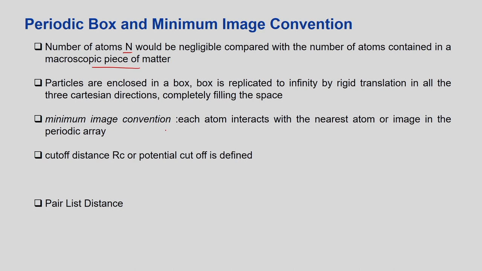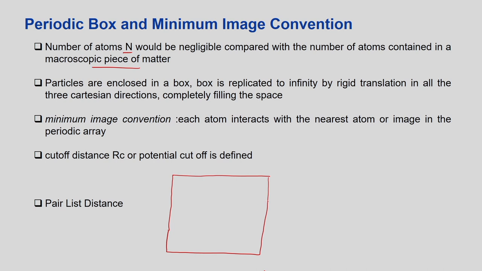So, what is it? The minimum image convention we define. The minimum image convention is that each atom interacts with the nearest atom or image in the periodic array. It means if I make a periodic array like this, what does that mean? These are three-dimensional blocks. I cannot show it in three-dimensional space. So you can assume the particular cubical box is replicated perpendicular to you and away from you, and to the left and along the y axis. Everywhere this box is replicated.